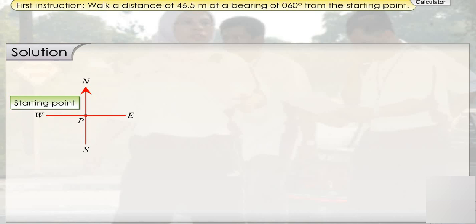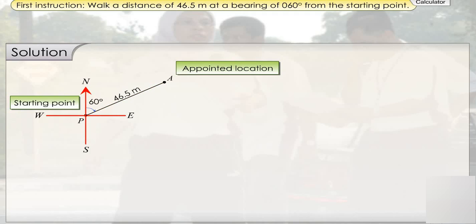Solution. First, let's label the starting point as P. Draw a compass direction pointing north at P. The first instruction reads, walk a distance of 46.5 meters at a bearing of 060 degrees from the starting point. So, estimate an angle of 60 degrees from the north at P. Then, draw a line from P. At the end of this line, we label the point as A for the appointed location. Write the length of this line, which is 46.5 meters.